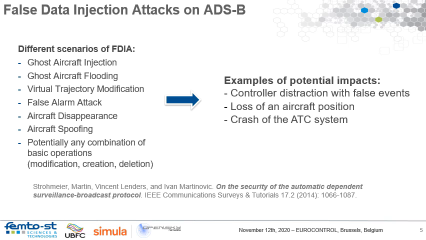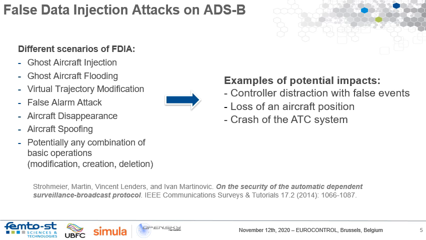In the ATC domain, several types of FDIA attacks have been reported in the taxonomy. We can talk about ghost aircraft injection, that is creating a fake aircraft in the air. Ghost aircraft flooding is the same idea, but instead we create several ones to flood the ATC. Virtual trajectory modification is a modification of trajectory. False alarm attacks change the squawk to 7700. Aircraft disappearance is to completely mask the messages sent by an aircraft. And aircraft spoofing is to modify data from an aircraft.